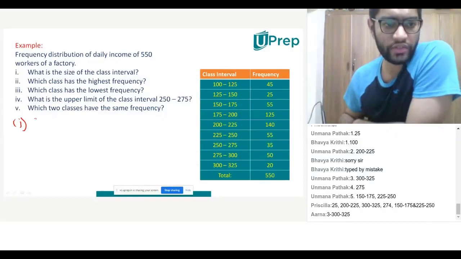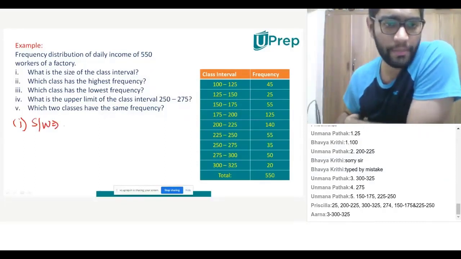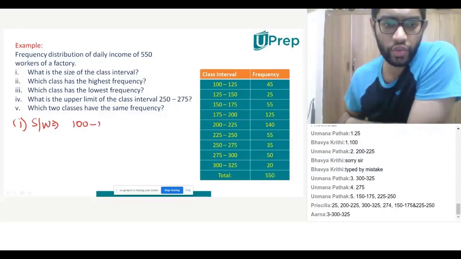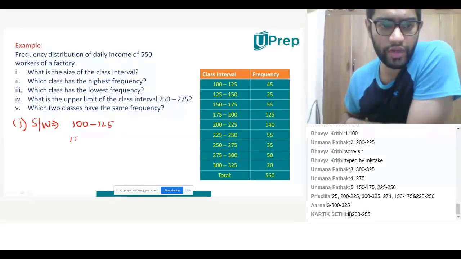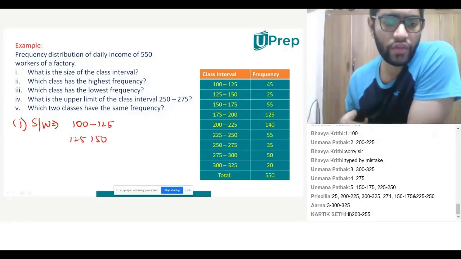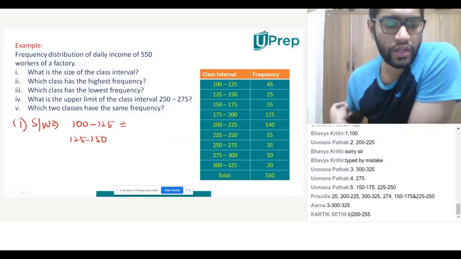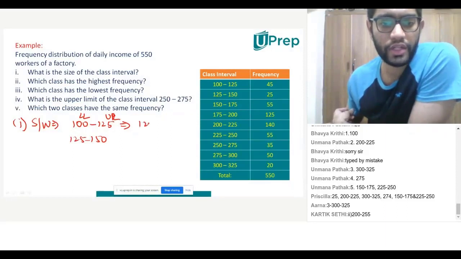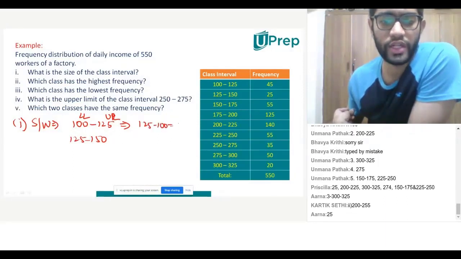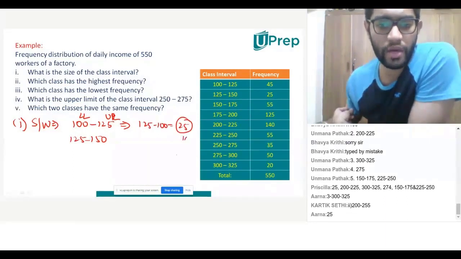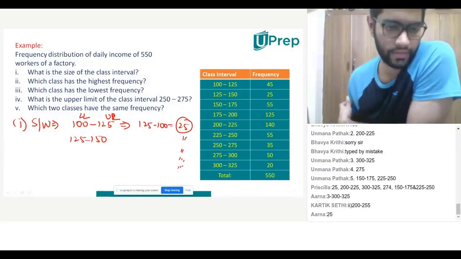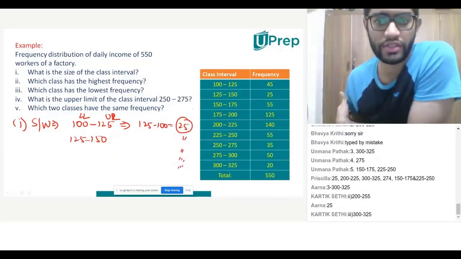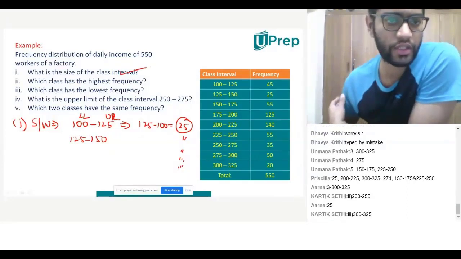What is size? Size or width is the same thing. I'm picking a class interval 100 to 125, or say 125 to 150. All of them are overlapping. What is the size? The upper limit minus lower limit. This is the lower limit. This is the upper limit. 125 minus 100 is 25. It is the same across all class intervals, right? Because all the class intervals have the same width. Is the first one clear?